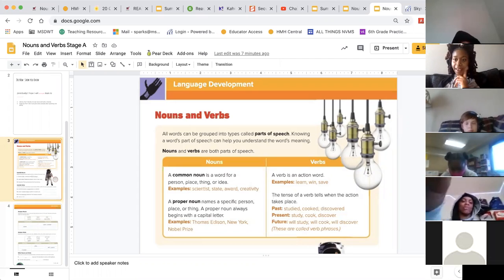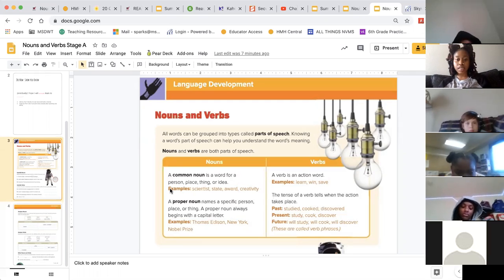All right, so let's have Renija, can you read where it says a common noun? Read that part for us. A common noun is a word for a person, place, thing, or idea. Okay, so examples, we have scientist, state, award, and creativity. All right, Aiden, can you give me another example of a common noun?